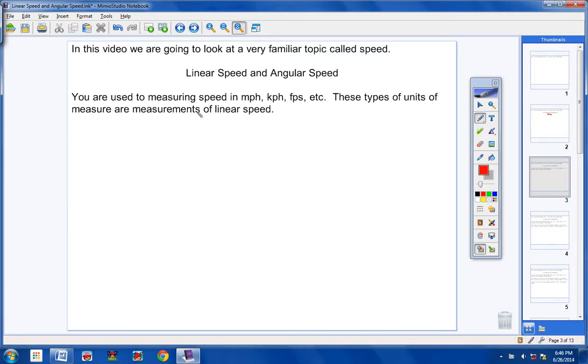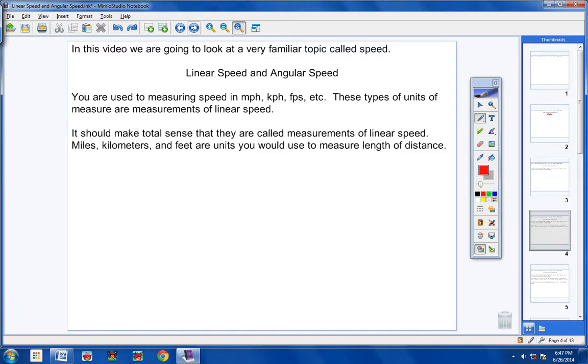Now, you are used to measuring speed in miles per hour, kilometers per hour. By the way, if you go north into Canada, at least the last time I was there, their speed limit signs will be kilometers per hour. Feet per second. These are measurements you're used to when someone asks how fast you are going. These types of units are measurements of linear speed. I would make note of that. So these normal measurements of speed that you're used to are classified in a category called linear speed.